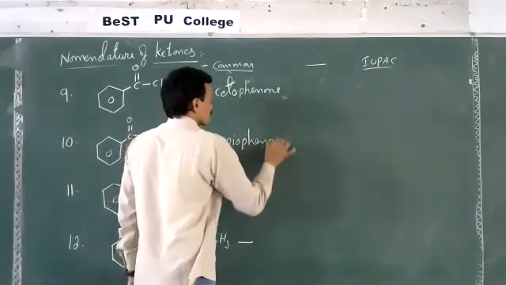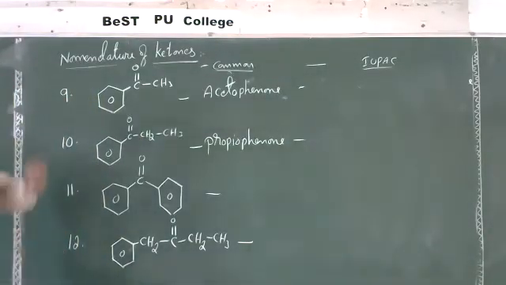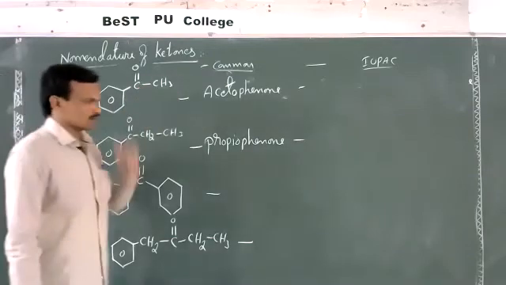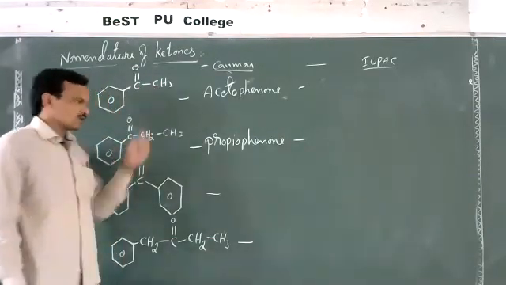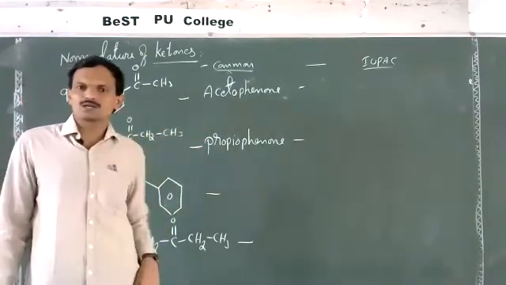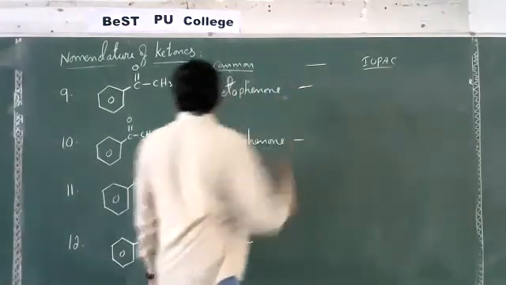Propiophenone, this is the common name. Like this, the common name is written by prefixing the name of the acyl group to phenone: acetophenone, propiophenone, butyrophenone. Like that we will write the names. Now come to the IUPAC name.